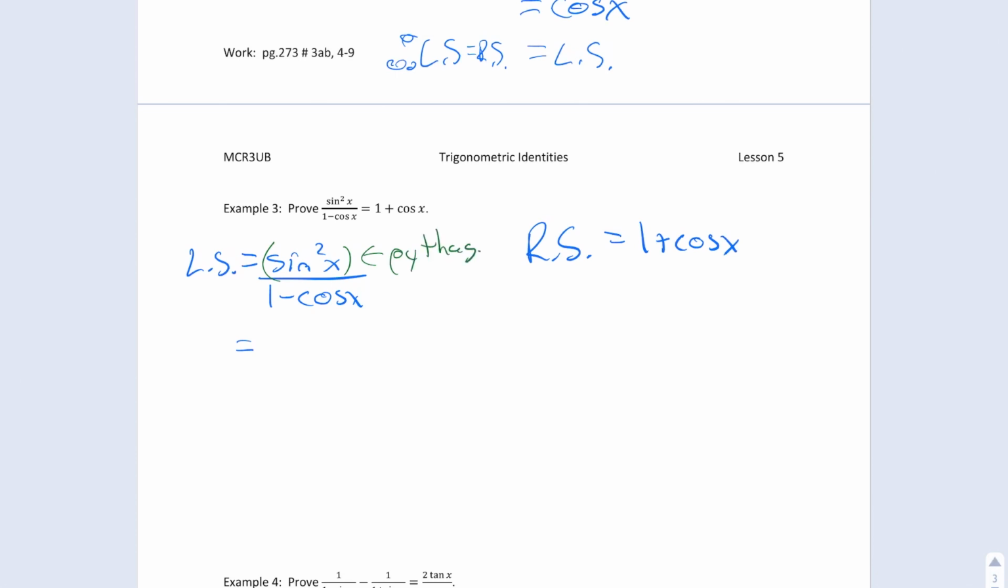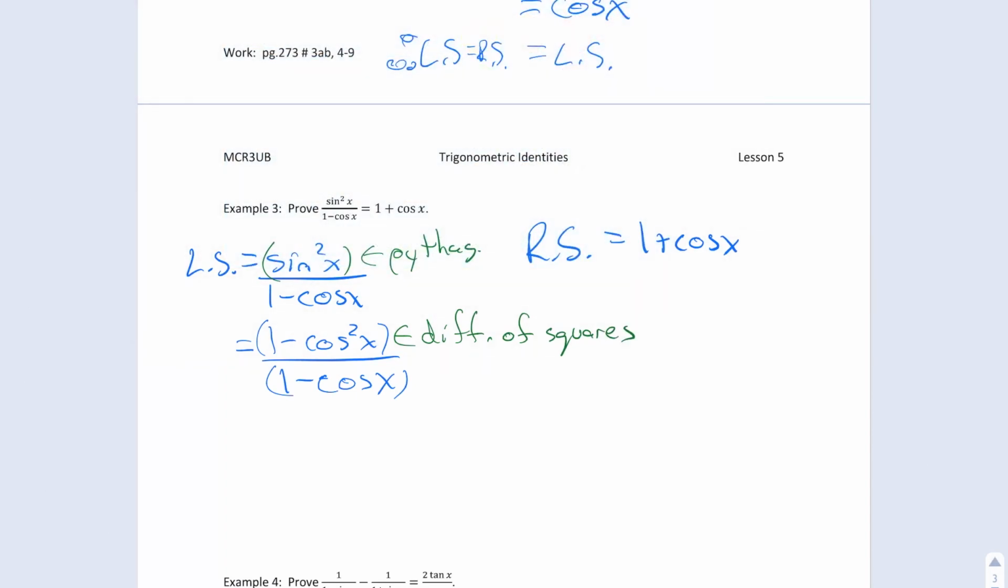What I can do with this is it is the Pythagorean identity. So I'm going to replace that with 1 minus cos squared x. And that's 1 over 1 minus cos x. Remember, in this case, some people would just want to cross out the 1s and cross out the square, but it doesn't work that way because this denominator has to be exactly the same as the numerator. So I can't do that. But what I can do is this 1 minus cos squared can be factored.